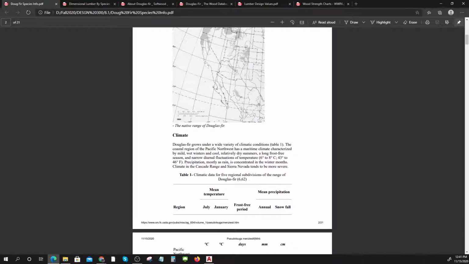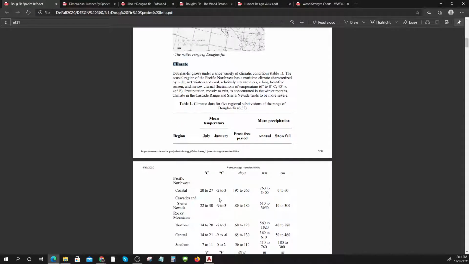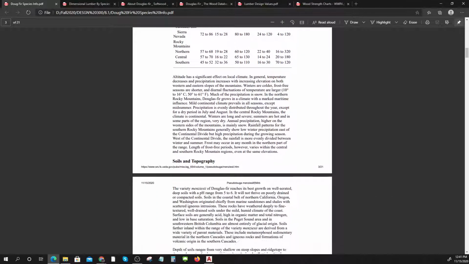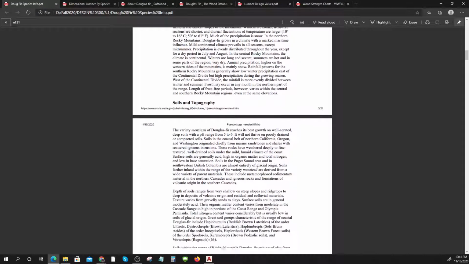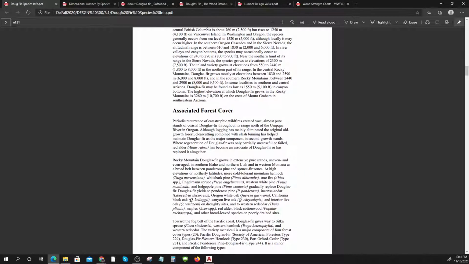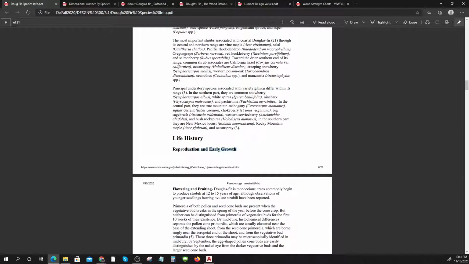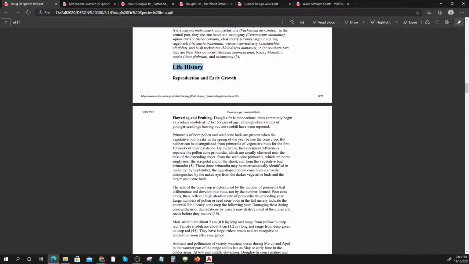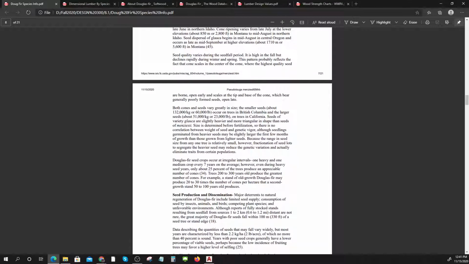Here's the climate. It asked about the climate some. Is it wet? Is it dry? But here's actual data that you could use. Here's something about altitude of where it grows. So there's a lot of information. Associated forest cover, probably not so much, but maybe. I didn't really ask about its life history, but you might put a little bit in there about maybe how long it takes to grow and come to maturity.